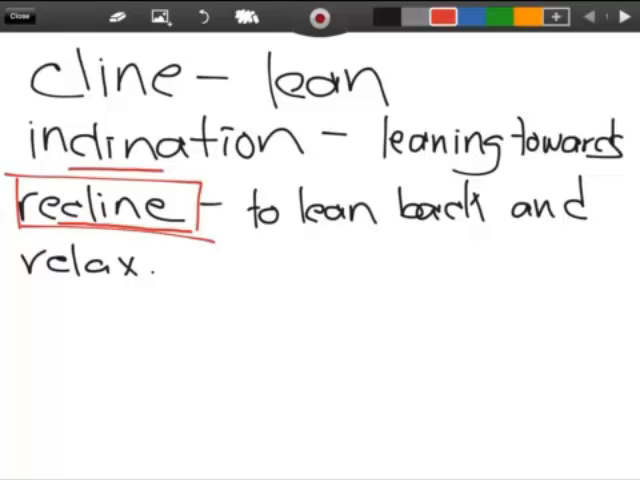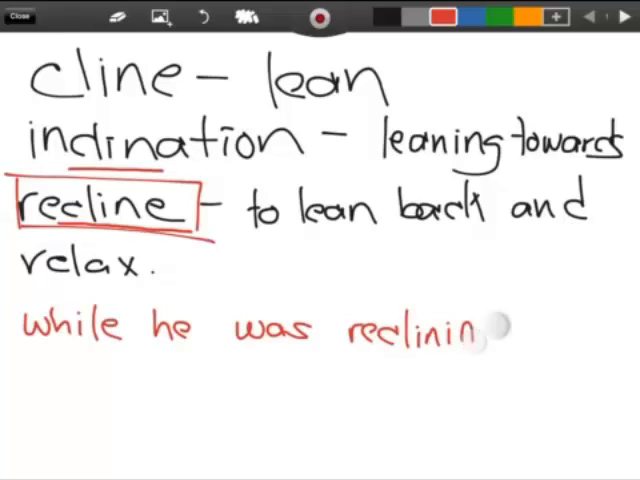I'm going to write, while he was reclining, he fell backwards.